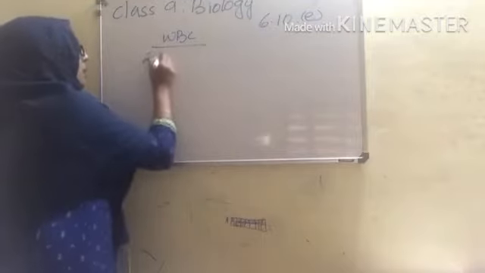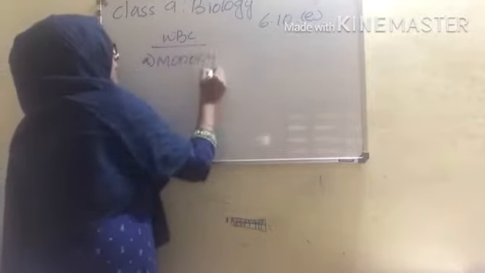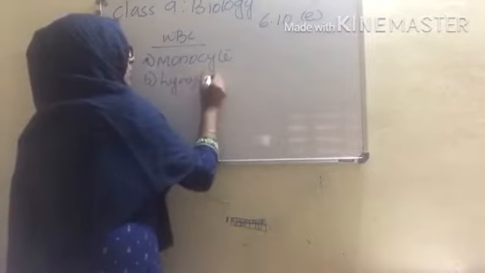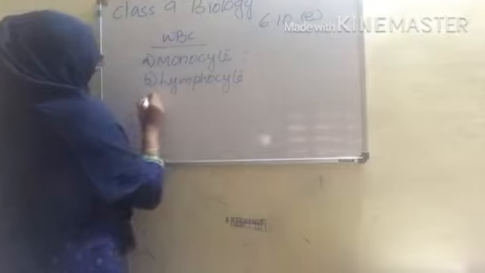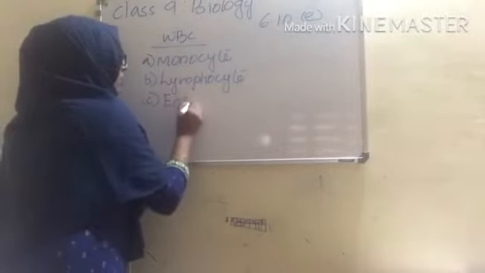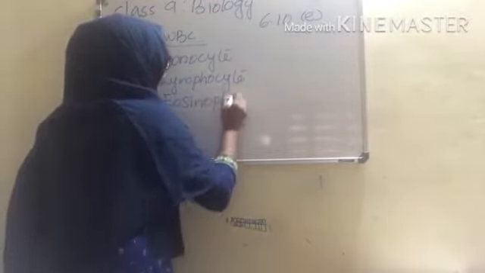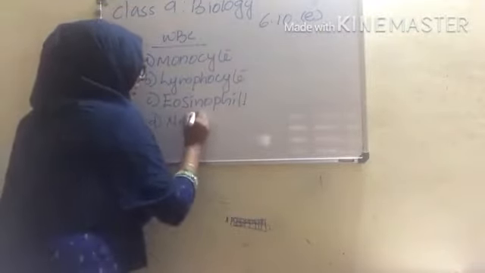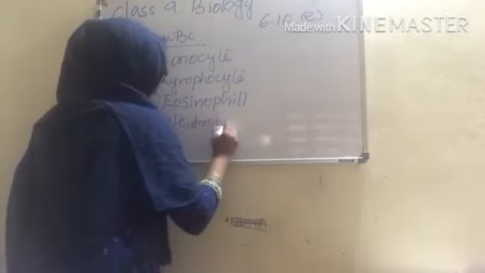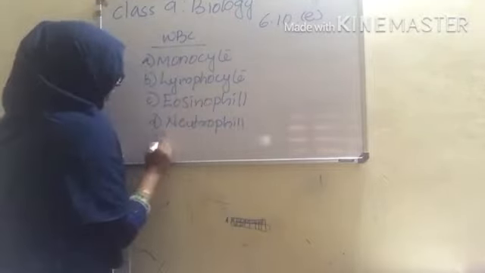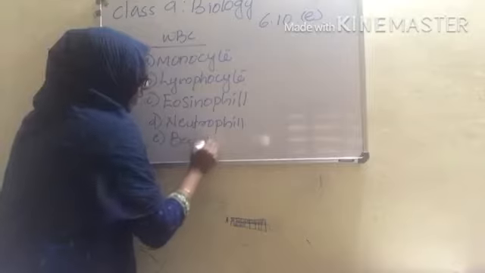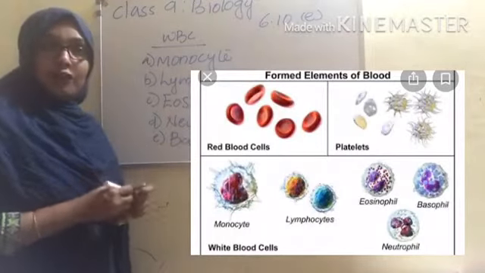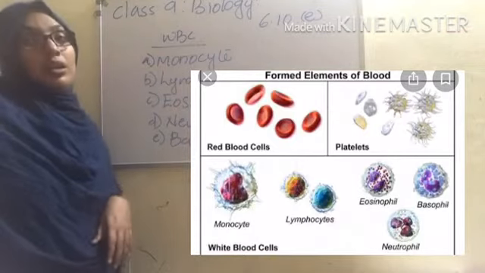That includes monocyte, then lymphocyte, then eosinophil, then neutrophil, and last but not the least, basophil. All these are the different types of blood cells that come under WBC.